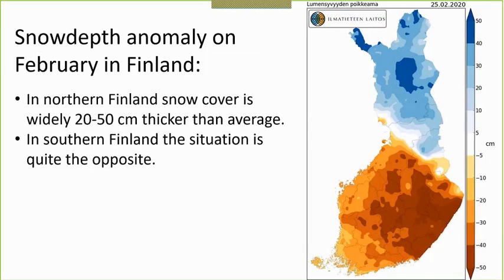Here I have the snow depth anomaly chart. So in northern parts we have 20 to 50 centimeters more snow than average, and as you can see, especially in the eastern parts, we are lacking the 50 centimeters of snow that we usually have.